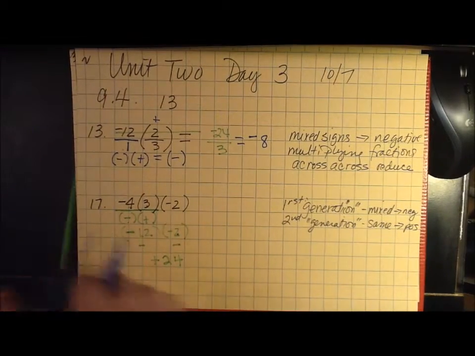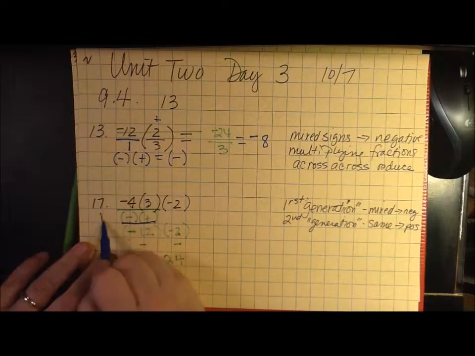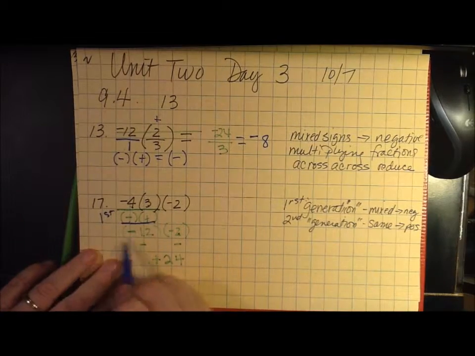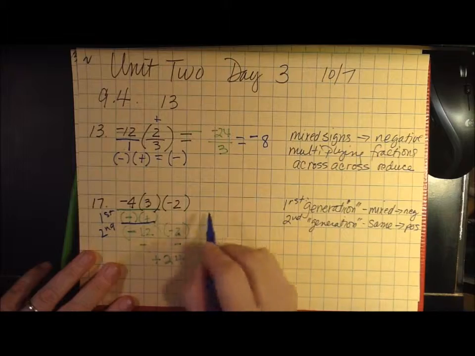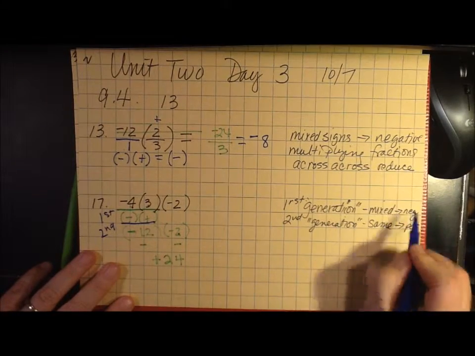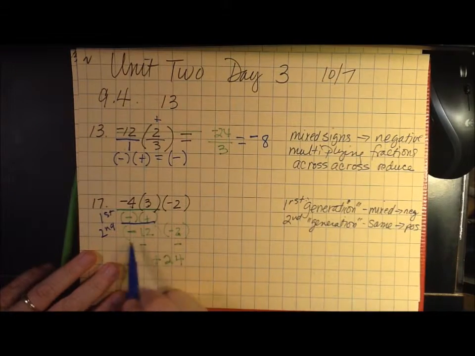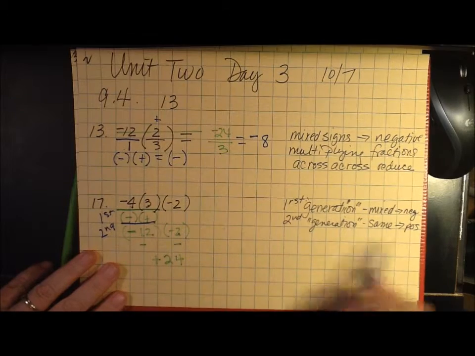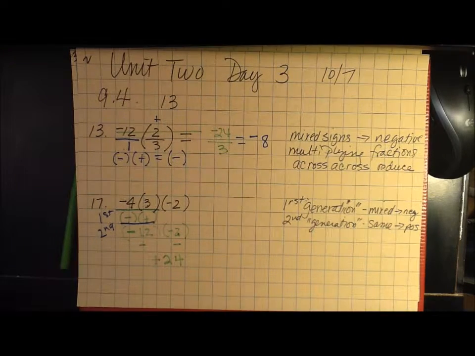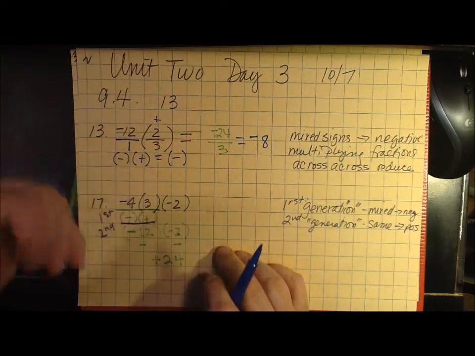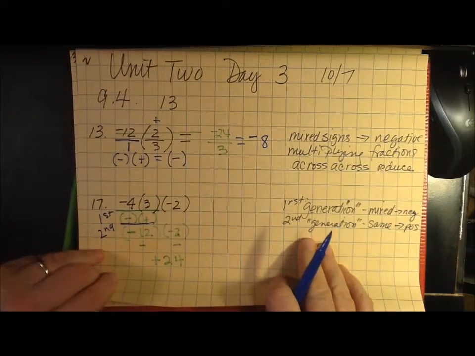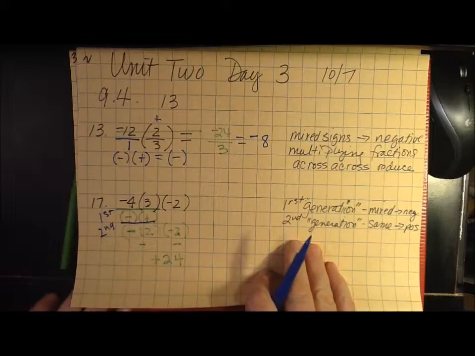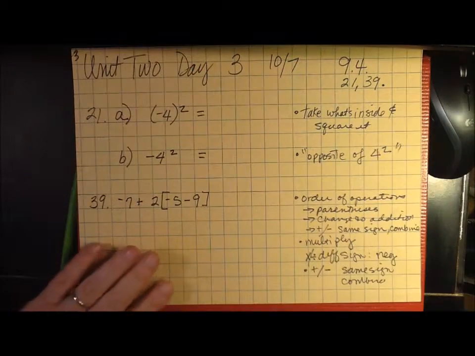Again, here was my first generation, and here was my second generation. First generation was mixed, so it was negative. Second generation, second line was positive, was the same, so it was positive. And again, being very systematic and doing it step by step will keep you from getting confused. Let's look at the next page.